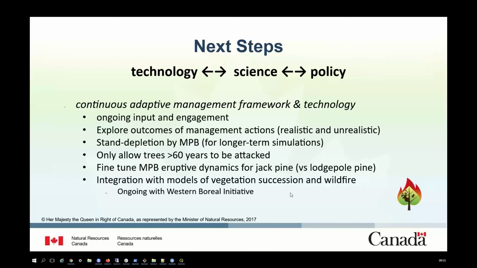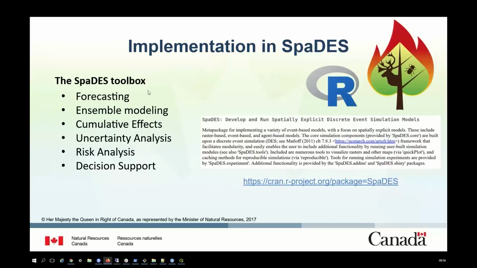And then, broadly speaking, taking a model like Lander MPB, the one that we've developed here, and actually incorporating it into some of our other work, the larger initiative, which is the Western Boreal Initiative that Eliot and I are both a part of, to incorporate these insect disturbance dynamics with models of succession and wildfire. And that is just highlighted here on the next slide.